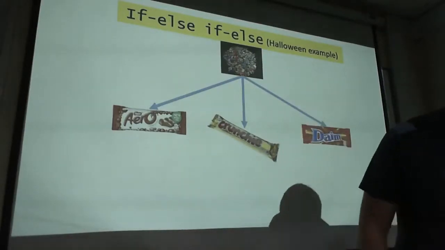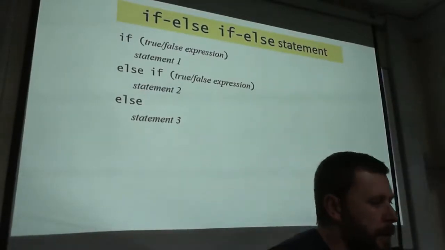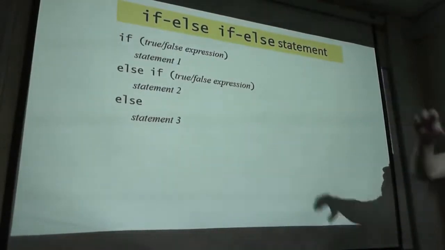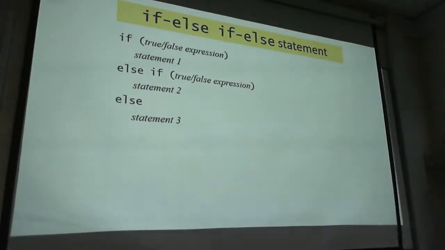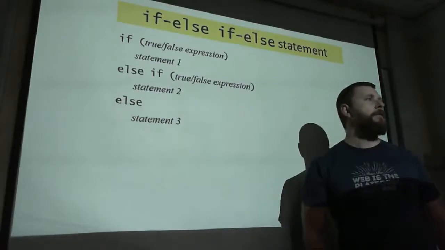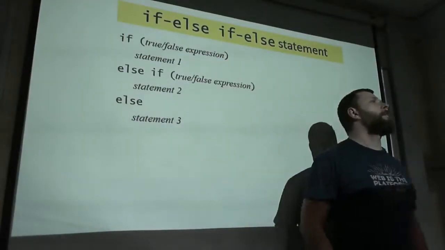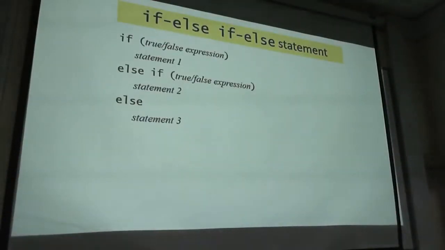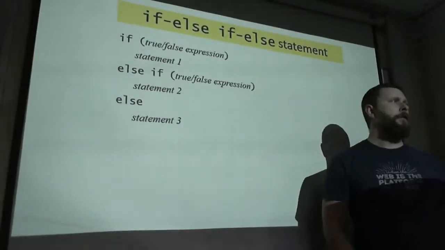So let's look at how we can do this. And we're back to this type of statement here. We have our if statement that's got our true-false expression. If that expression is true, we're allowed to run statement 1. We have at the bottom our else statement. If we get to here, we automatically run statement 3. And if we get down to here, it guarantees that nothing above matched. We weren't able to find a true result for any of them. And in the middle, we have our else if statement, which also has a true-false expression.